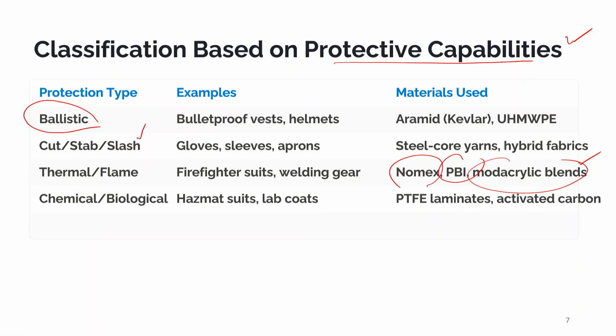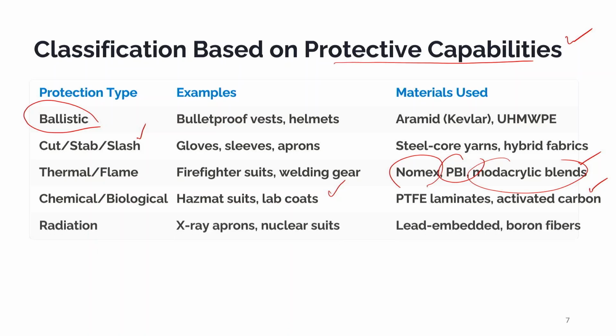And then threats of chemical and biological nature, which we will discuss in a subsequent module. Okay, different types of lab coats and the like are there, where the threat is from chemical and biological attack. So, PTFE laminated textile materials and activated carbon are used in this type of threat. And radiation protection, X-ray, nuclear suits, different types of radiation: lead embedded or boron fibers are used. So, apart from this there are different types of protection requirements, and different types of fibers are used.